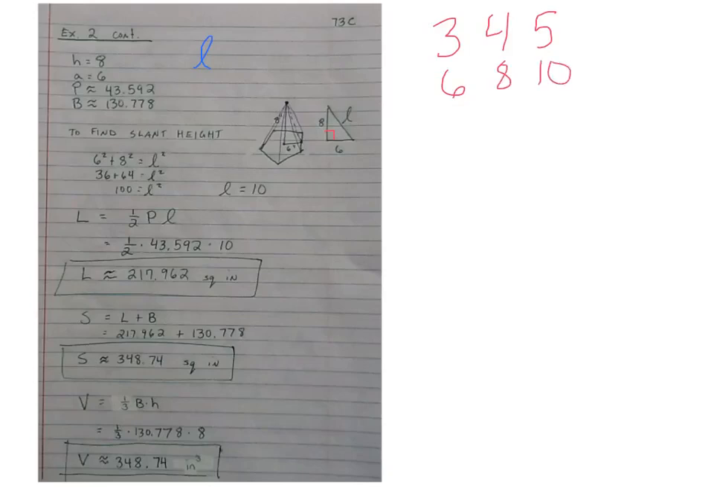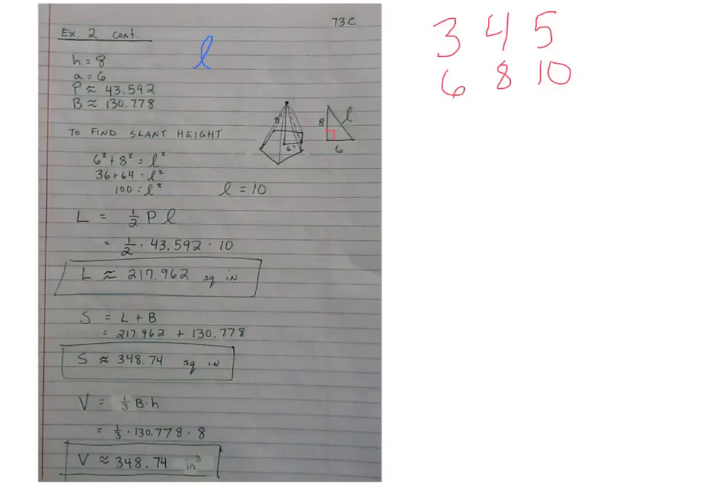Alright, now that we have our slant height, we can find our lateral area, because lateral area is 1/2 perimeter times L, or slant height. So we have 1/2 times our perimeter times our slant height. And we find that the lateral area for this pyramid is 217.962 square inches.